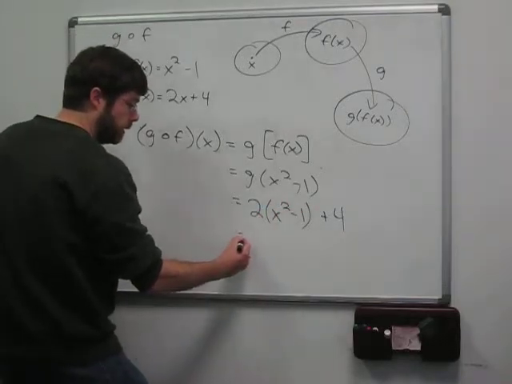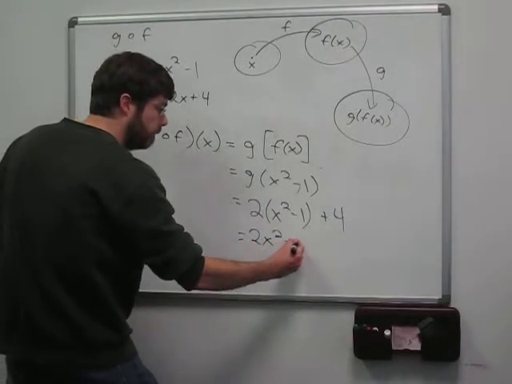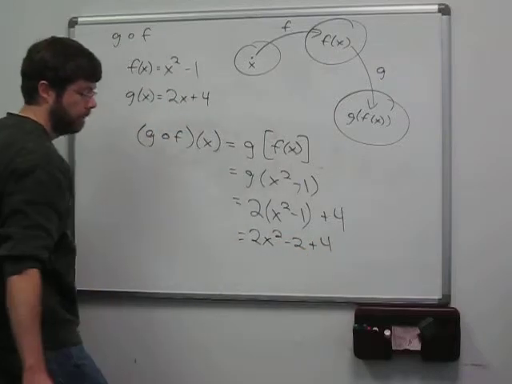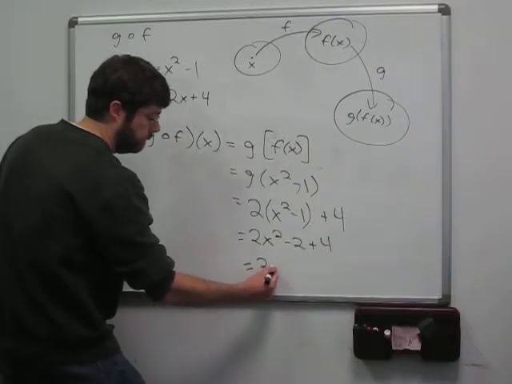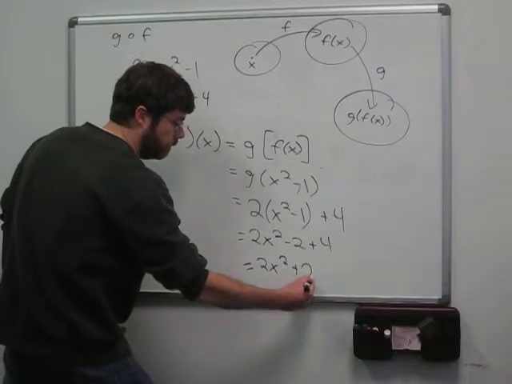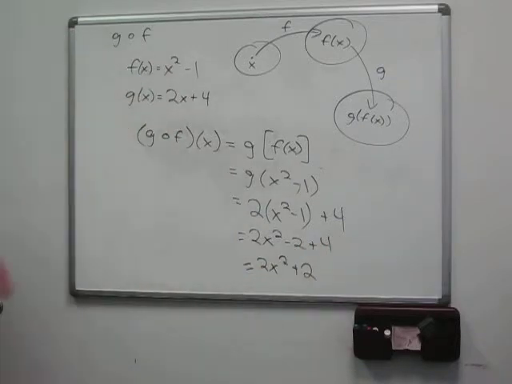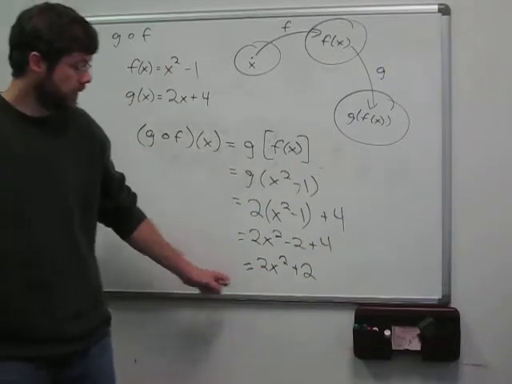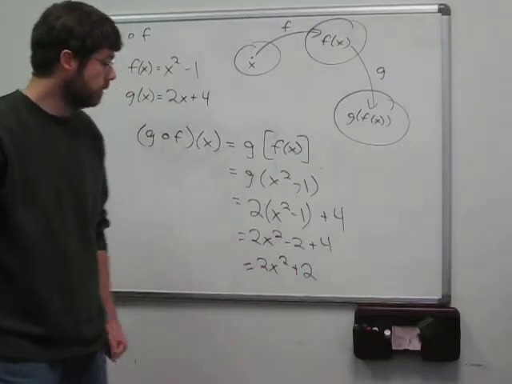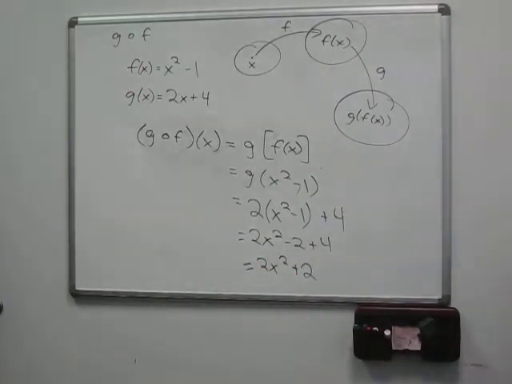Simplifying this expression, distribute the 2 and combine like terms. Okay, so g of f of x is equal to 2x squared plus 2. We will consider the domain of compositions in the following videos.